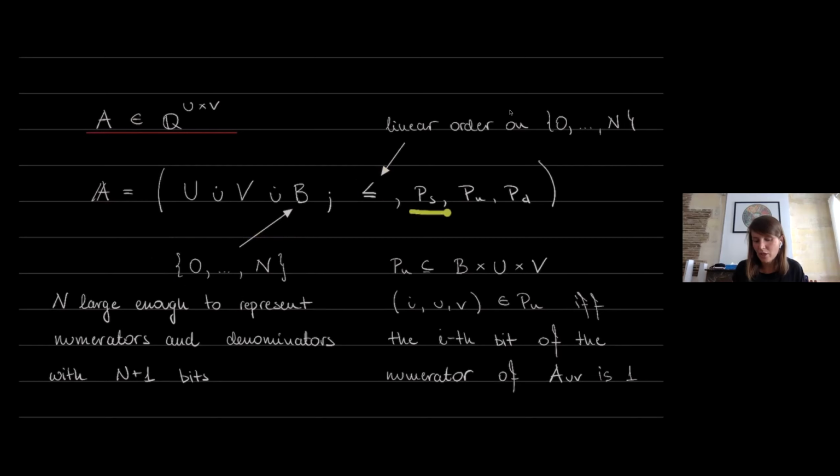Then we have three ternary relations which encode the sign, the numerator and the denominator of each number in the matrix. For instance, Pn encodes the numerators. It's a ternary relation, which is a subset of this product, and (i, u, v) belongs to this relation if and only if the i-th bit of the numerator of this element of the matrix is one. We similarly encode the denominator, and for the sign, we say that (0, u, v) belongs to the relation if and only if the sign is negative or positive. That's just a convention. So here we have an example of how we could encode a matrix.